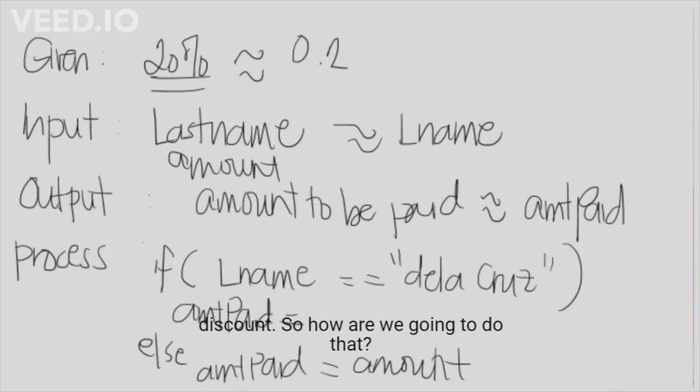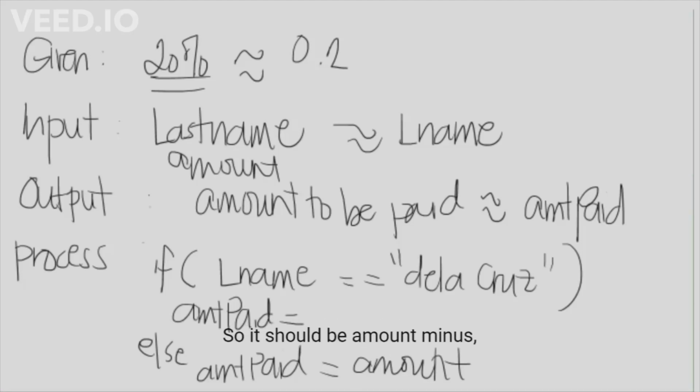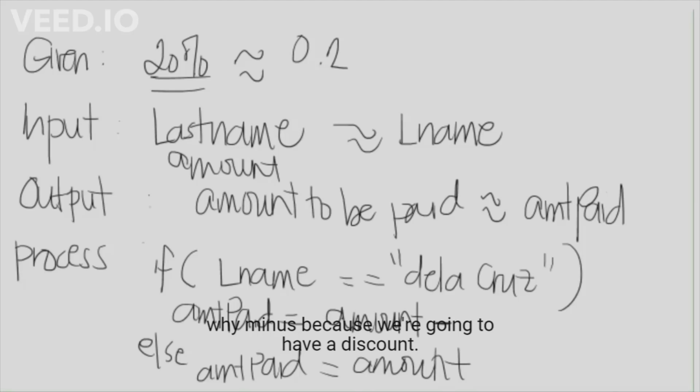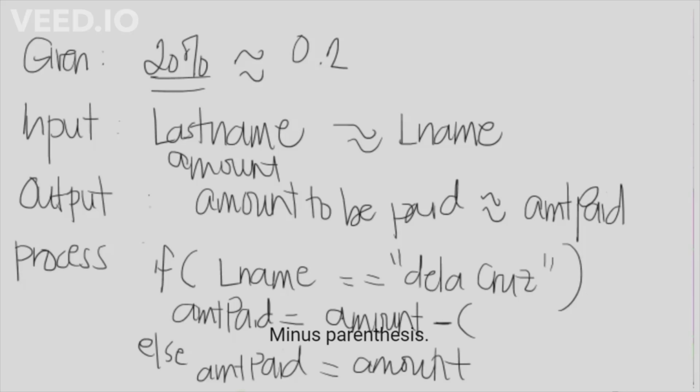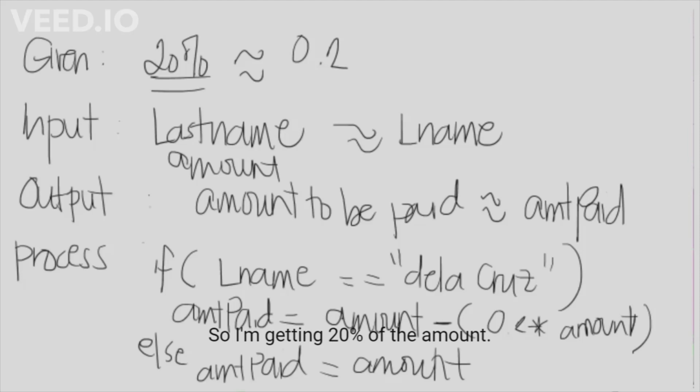So how are we going to do that? So it should be amount minus, why minus? Because we're going to have a discount, minus parenthesis. So I can use already the value 0.2 times amount. So I'm getting the 20% of the amount.